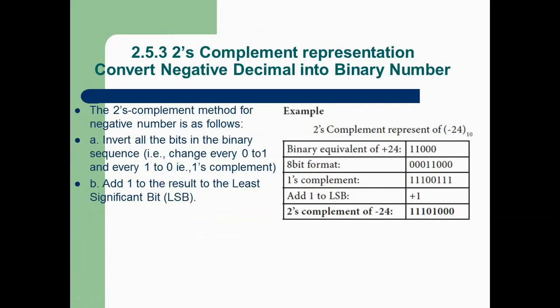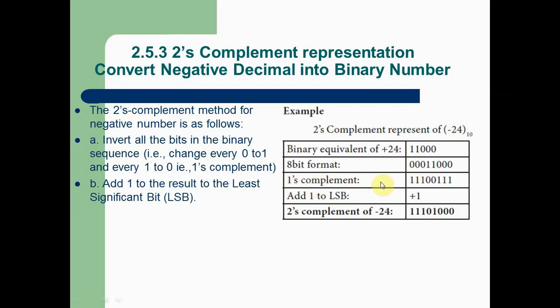So now we are going to discuss how to convert a negative decimal number into binary using the 2's complement method. This is the second method for converting a negative decimal number into binary. First, find the binary equivalent for the given number and convert it into 8-bit format. If there is any shortfall, add zeros.